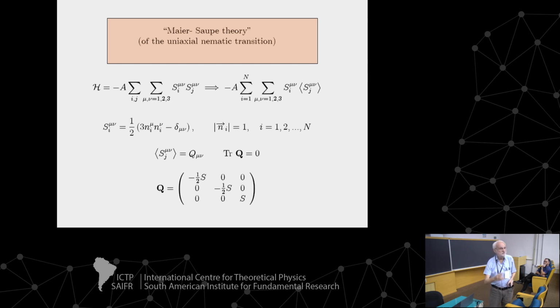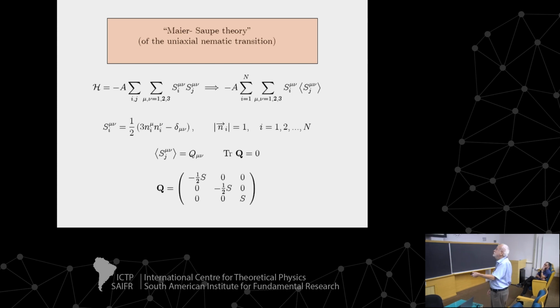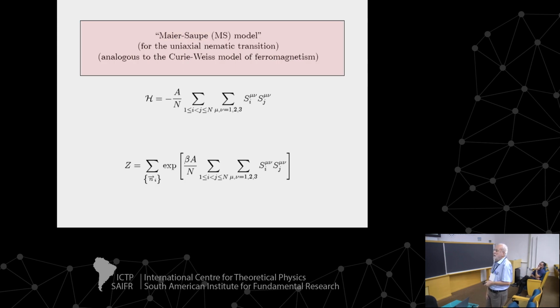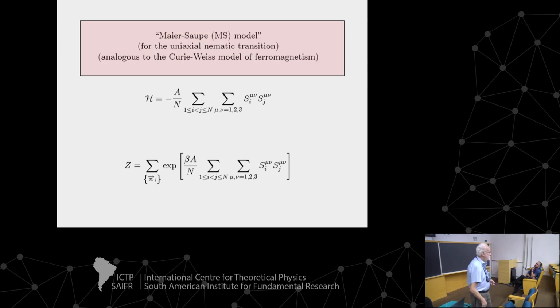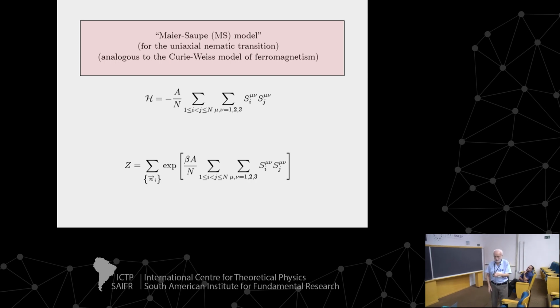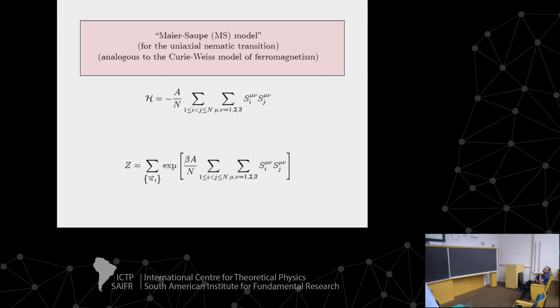So this is the mean field solution, the usual mean field solution. What's the Maier-Saupe model, which we call the Maier-Saupe model? Well, what we do is the following. As we don't like to do mean field by hand, just get one of the quadrupoles and take there the average of the quadrupoles, as was done traditionally in magnetism.